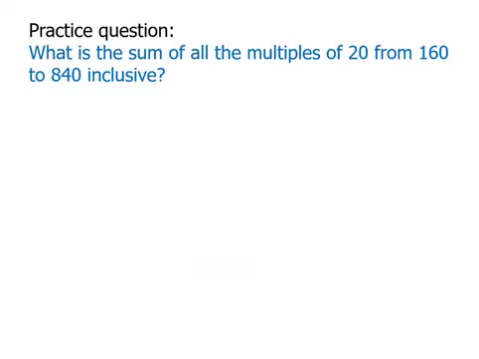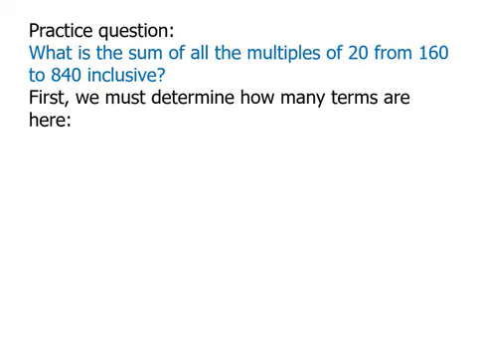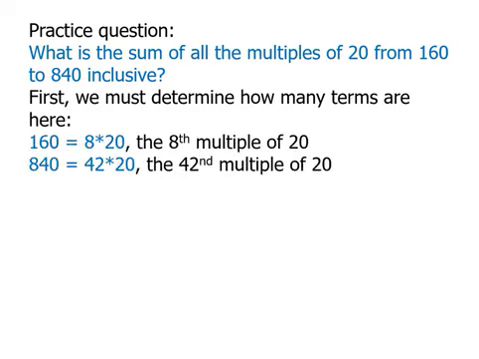Now we can go back to the practice question we had at the beginning. Pause the video and see if you can figure this out for yourself, and then we'll talk about it. Okay, we have to determine how many terms there are. So 160, that's 8 times 20. 840 is 42 times 20. So we're going from the 8th multiple to the 42nd multiple.